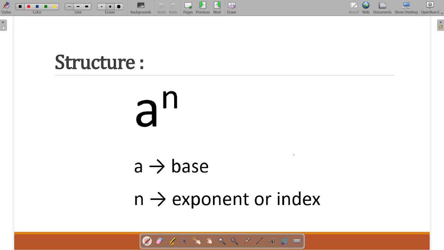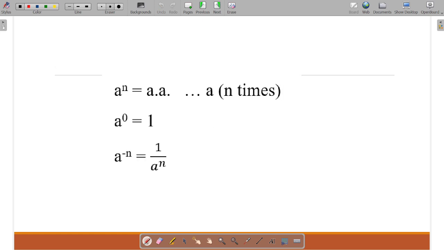The structure of the exponent is like that: a power n, where a is called the base and n is called the index or exponent, where a can be a real number and n can be an integer. So positive and negative numbers also come in that place. Let's see some more things about that structure.